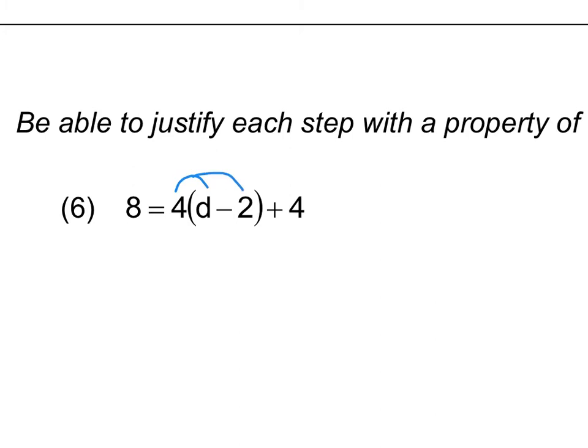So I'll just draw a little diagram here. When I distribute, what do I get? 4d minus 8. I'll leave everything else the way it is for now. Yeah, then we're going to combine. Okay, so the justification for this was the distributive property.